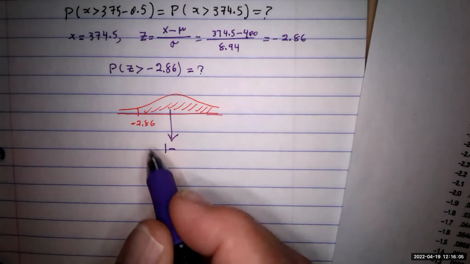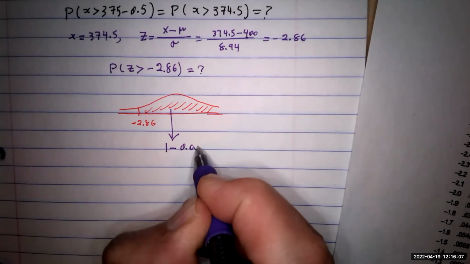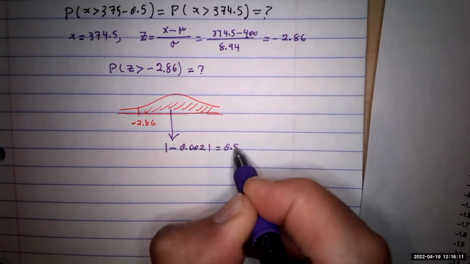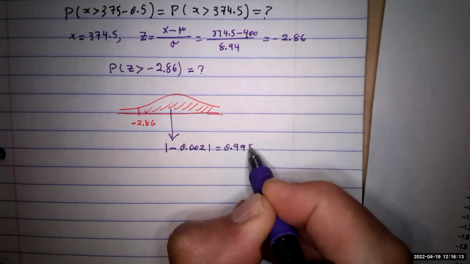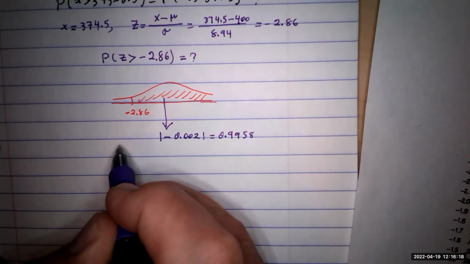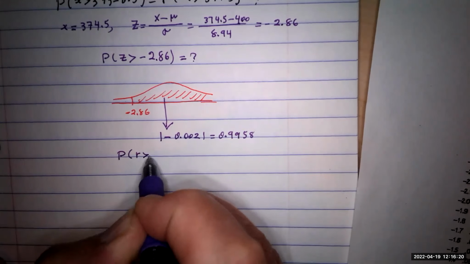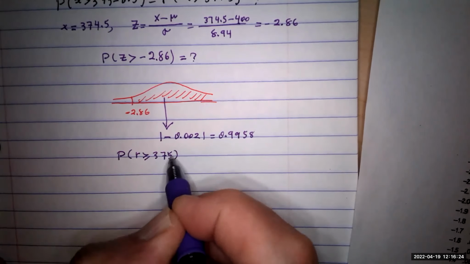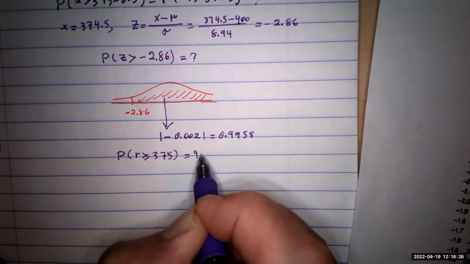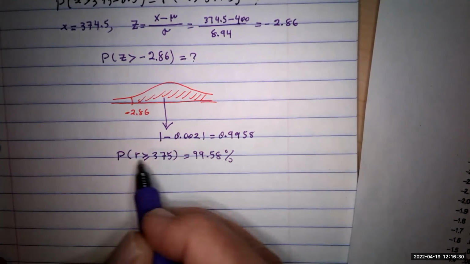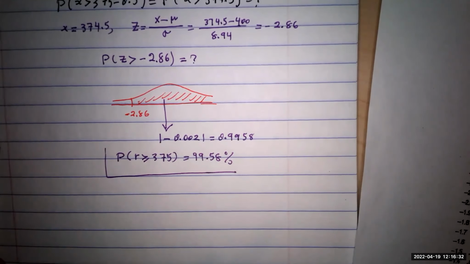So 1 minus 0.0021. If you subtract it, that gives you 0.9958. So the probability that the number of the people to be alive is going to be at least 375 is going to be 99.58%, almost 100%. So these are going to be the chance.